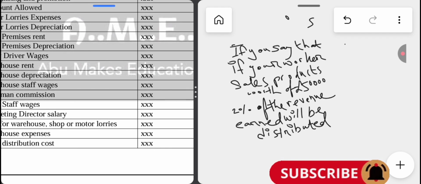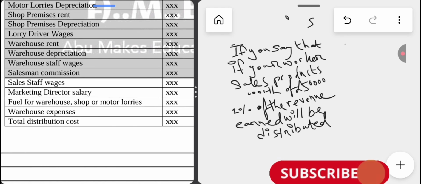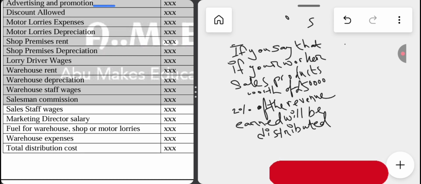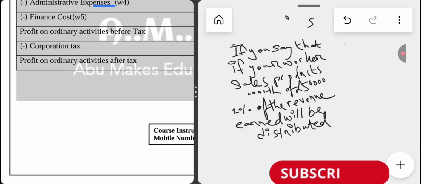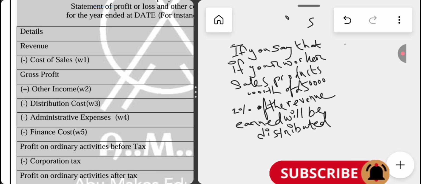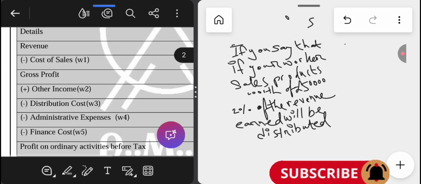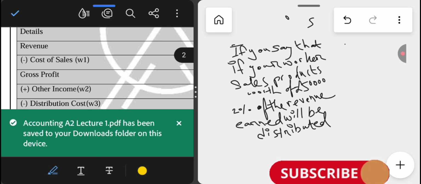Now we are going to add the total distribution cost. We're going to add all the costs, and we will get the total distribution cost, which we will place on the income statement after other income. If there is no other income, there will be no working tree. Distribution cost will become working 2 here. Understood? Let me show.